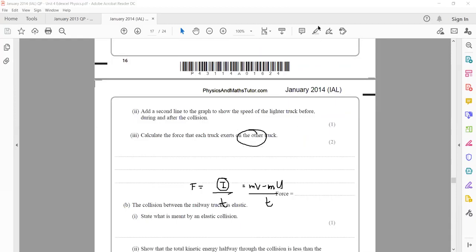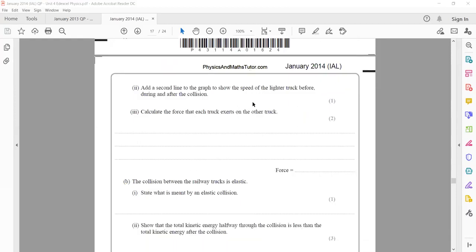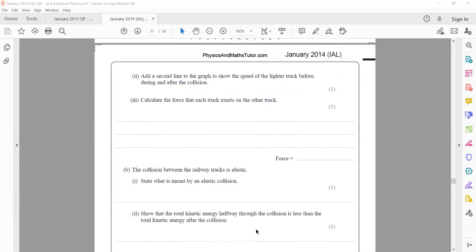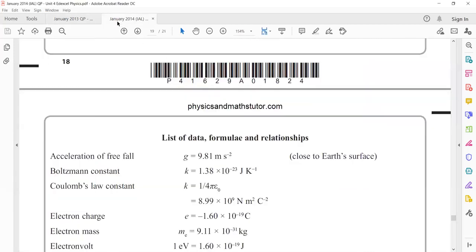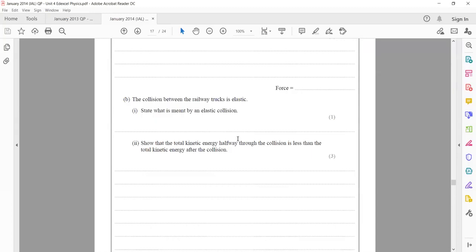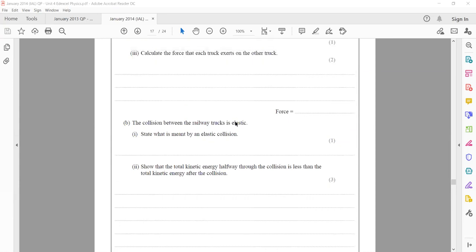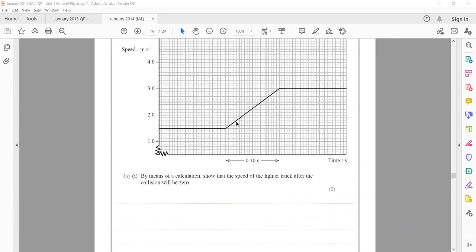And the last part: the collision between the railway trucks is elastic. What is meant by elastic collision? The term elastic collision refers to when the momentum and kinetic energy both are conserved. We call that an elastic collision. Then show that the total energy halfway through the collision is less than the total energy after the collision.